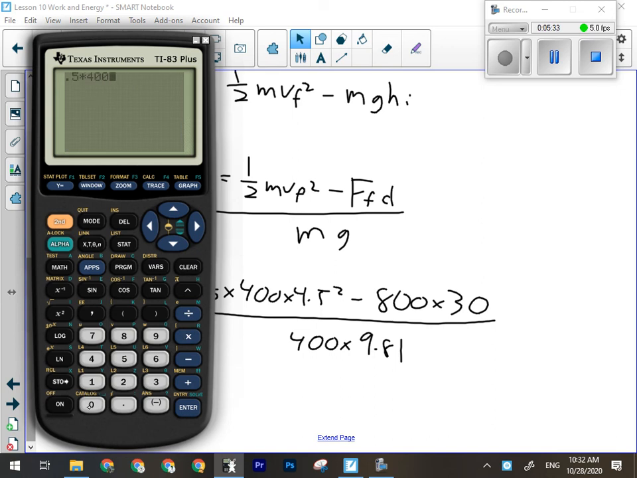0.5 times 400 times 4.5 squared, okay, minus 800 times 30. Actually, negative 800. Okay, and then divide that by 400 times 9.81. Okay, so the rock is initially 7.1 meters above the bottom of that track that it's on, or tunnel that it rolled through, whatever.